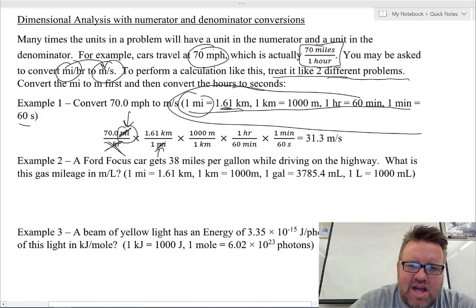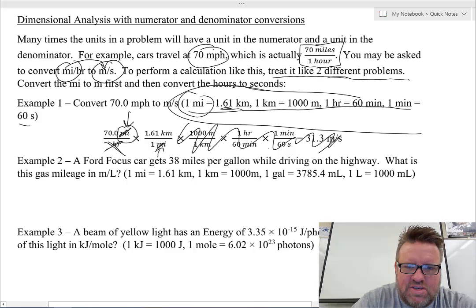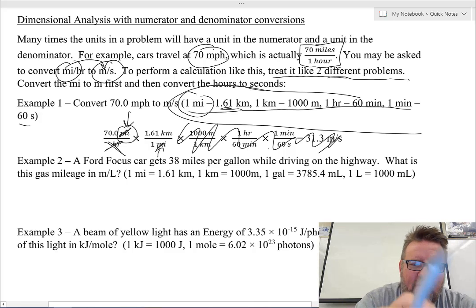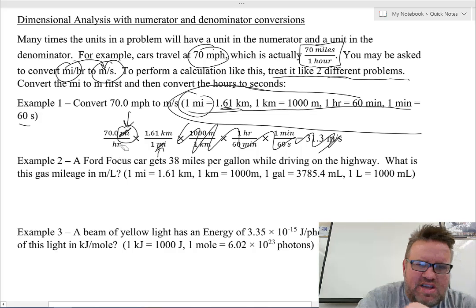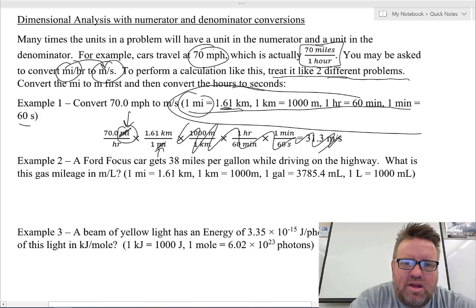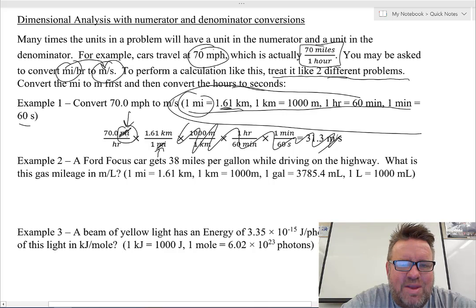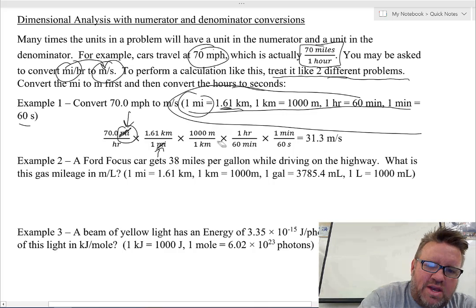And again, if I stopped right there, so forget all this other stuff right here. If I stopped right there, my answer, if I took 70 and times it by 1.61, that would be kilometers per hour. So that would be about 112 or somewhere around there. 112 kilometers per hour is about 70 miles per hour. Okay, but obviously we need to keep going.